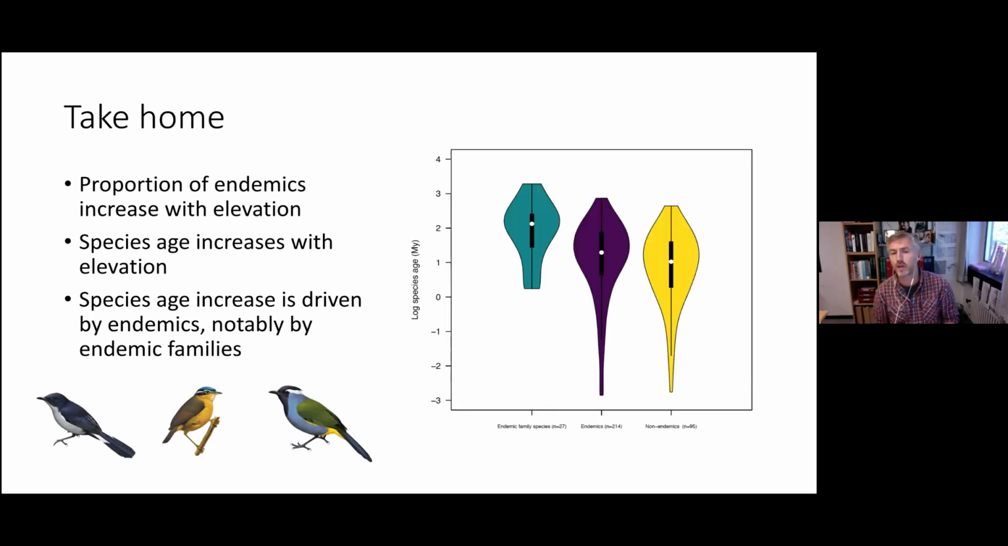And here's another little piece of evidence that shows that if we break the species into endemic family species, so these are representatives of families where all the species of those families only occur in New Guinea, berrypeckers, ifrits, and some other berrypeckers, two different kinds of berrypeckers. The endemic family species are quite a bit older than endemics and non-endemics, which are quite similar in age.